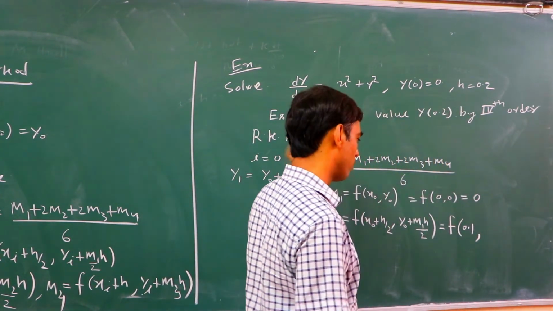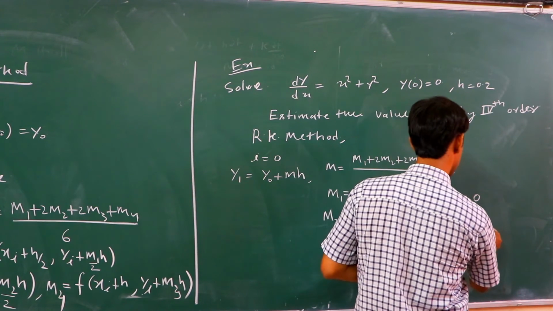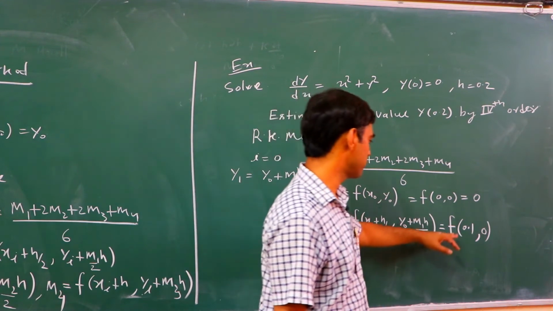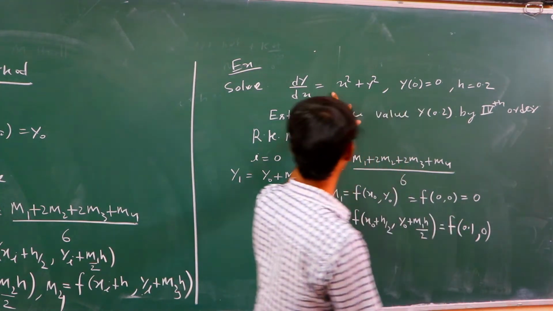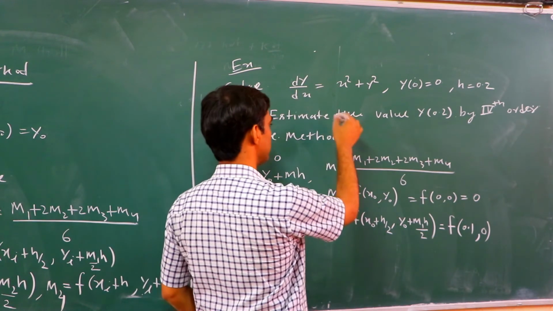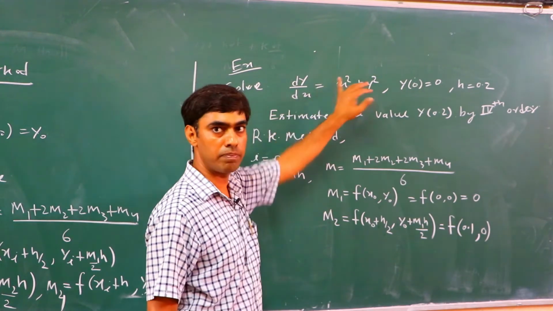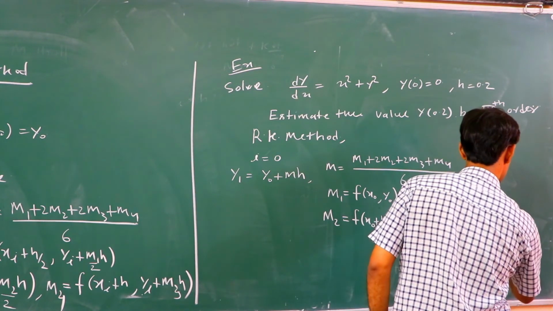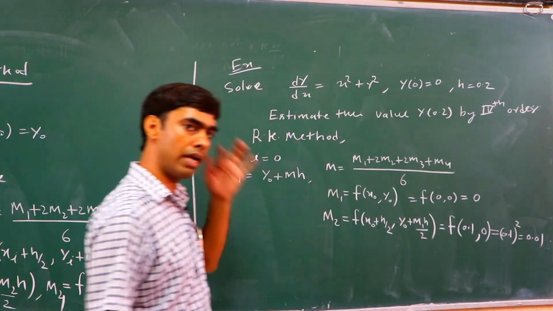y0 is 0 and m1 is already 0, so the second term becomes 0. So what is the value of m2? f of x y is x square plus y square. If we compare with the standard form, dy by dx equal f of x y, then f of x y equal x square plus y square. So this becomes 0.1 square, then this becomes 0.01. This one is the value of m2.